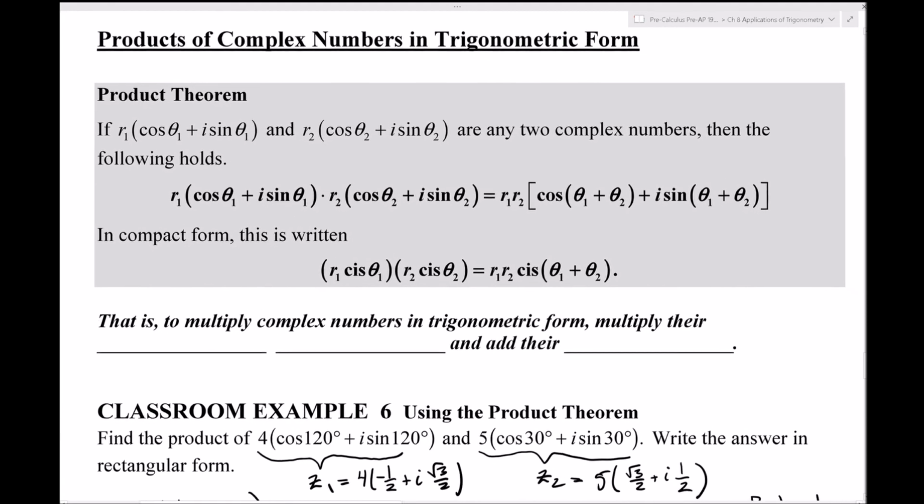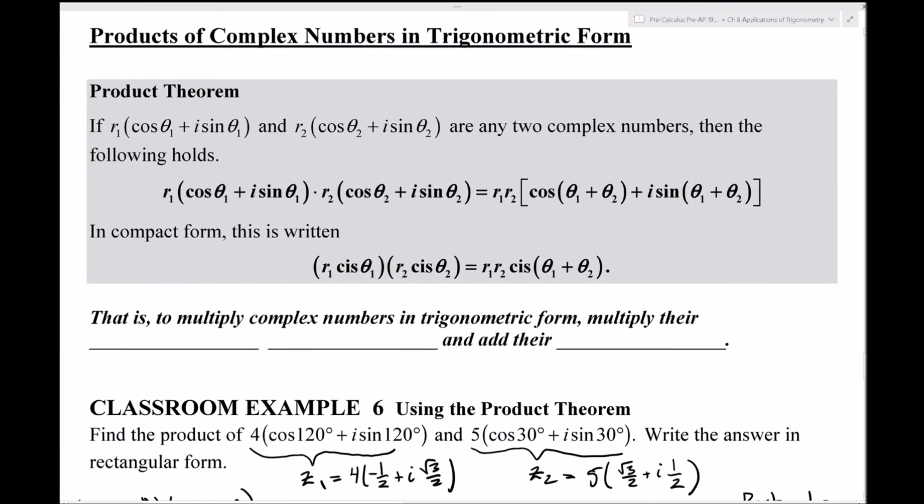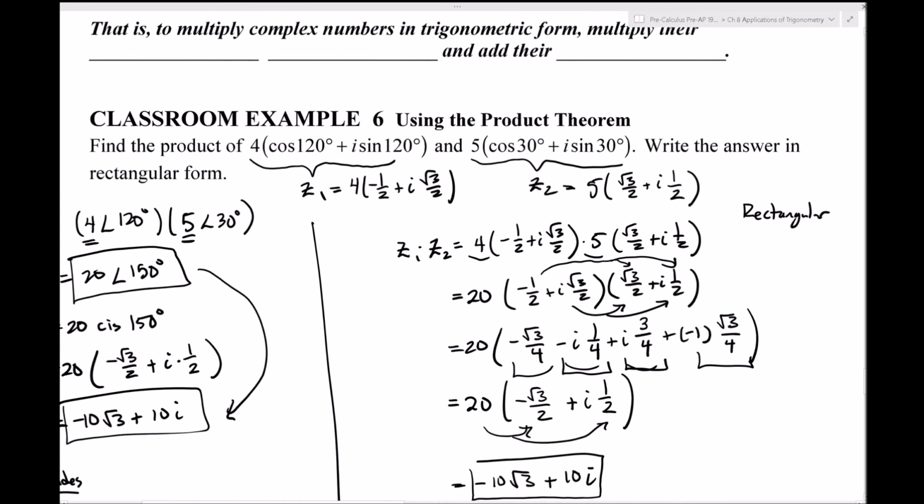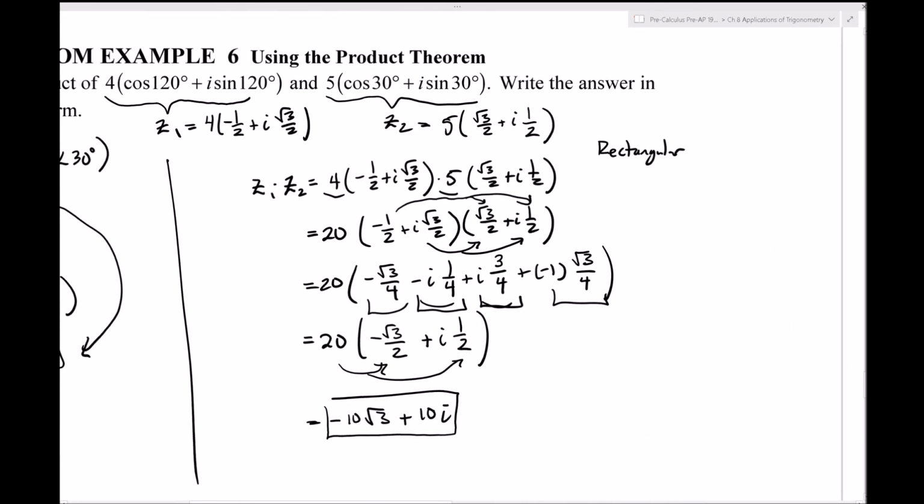So this is what they're saying here. This is the product theorem. In compact form, if you want to multiply two phasors, some magnitude times some angle and another magnitude times some angle, you literally multiply the two magnitudes and you add the two angles. That's it. I illustrated how that works by changing it to rectangular and proving that it works for this one particular example. We could actually complete a proof for all r's and thetas, but I'm not going to do that. I don't feel like it.